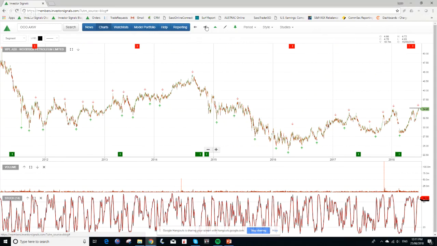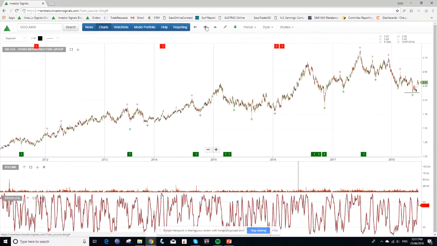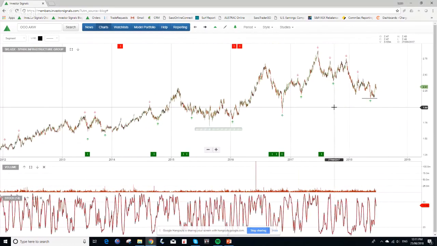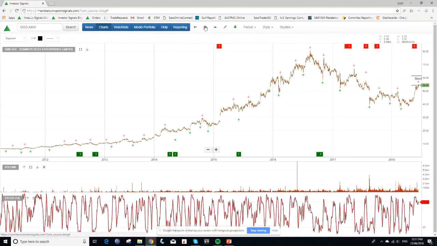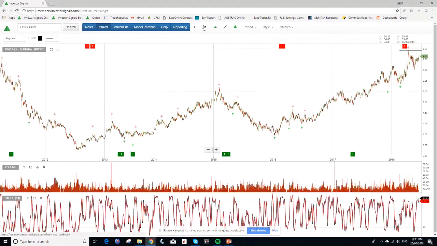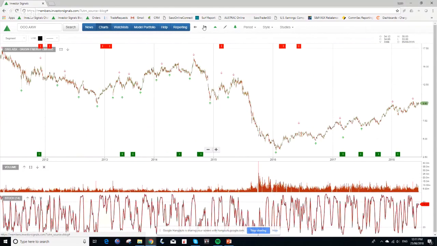Woodside Petroleum up against resistance there. Spark, I think you could probably add this one to your watch list. I think with the APA deal that I spoke about, where they've been subject to that takeover, Spark Infrastructure at around 230 probably ends up being an okay entry level into that. Domino's, a little bit cautious on this name. I think if we see it spike a little bit higher up to $58, $60, I think that's a good shorting opportunity. And there we are, back to Illumina.